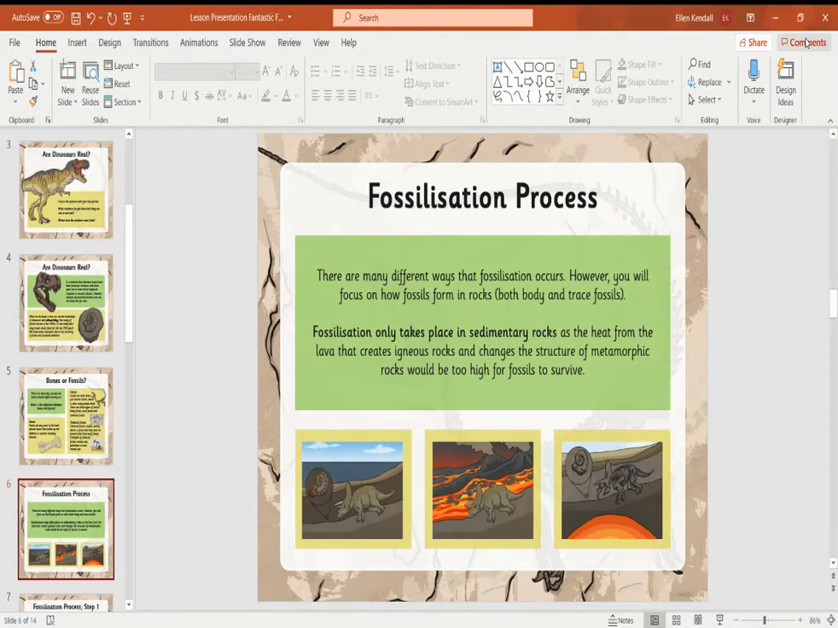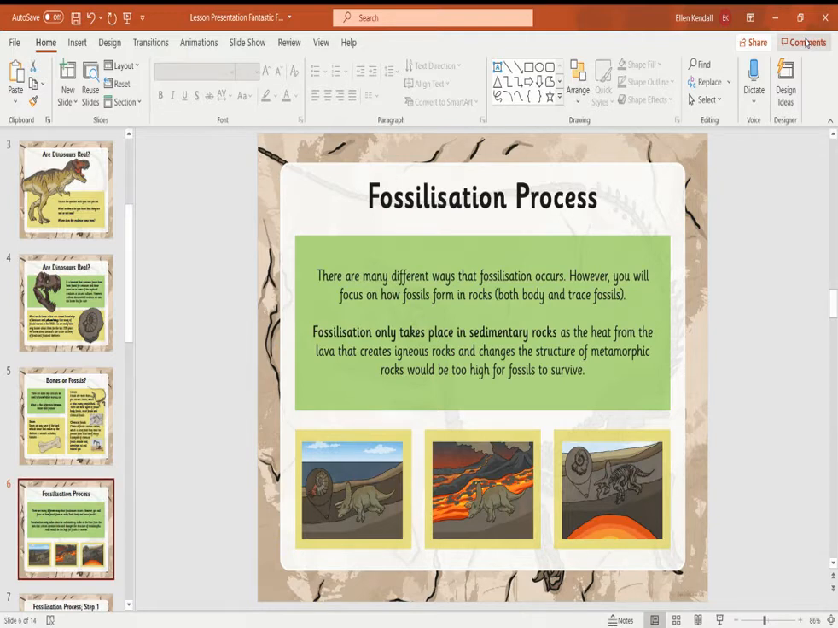Okay, so we're going to talk now about the fossilization process, how fossils are actually made. Now, I know we made some type of fossils last year, the children who were in my class. So let's see if any of this jogged your memory, see if you can remember any of this. There are many different ways that fossilization occurs. However, you will focus on how fossils form in rocks.